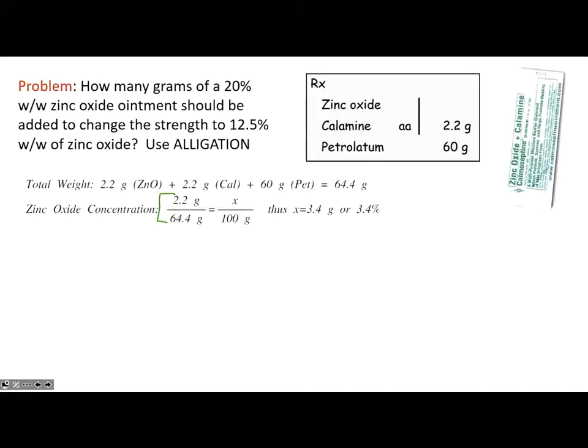So what I basically did is use this total weight here, take the weight of just the zinc oxide, and divide that out and proportion it out to be a percent. So it's 3.4.